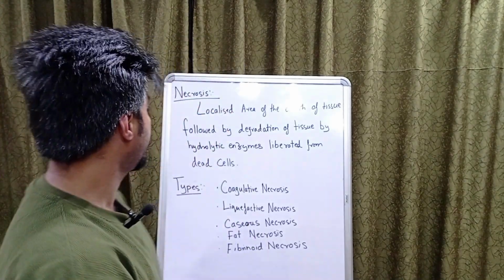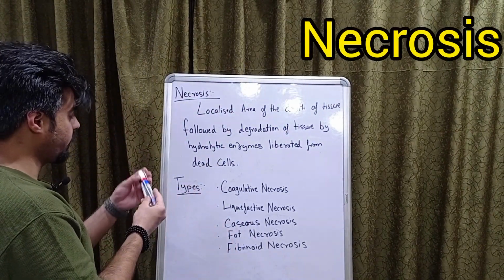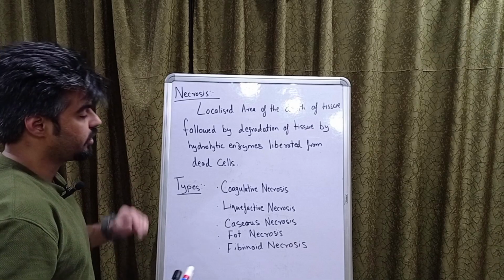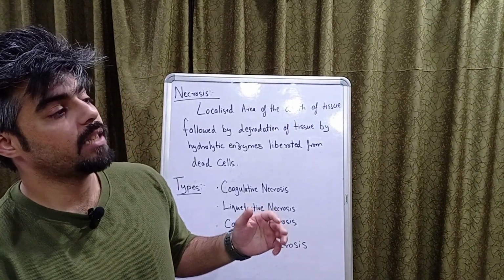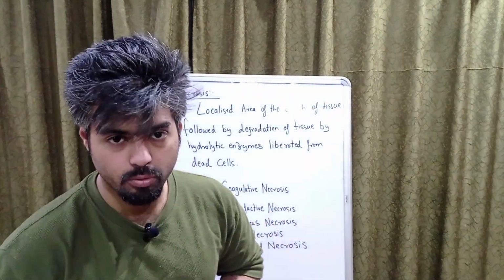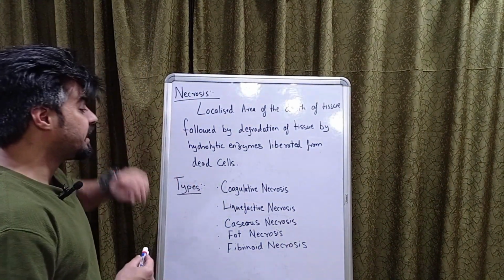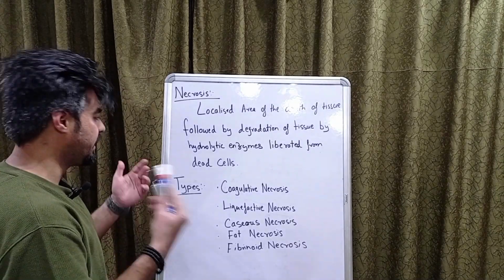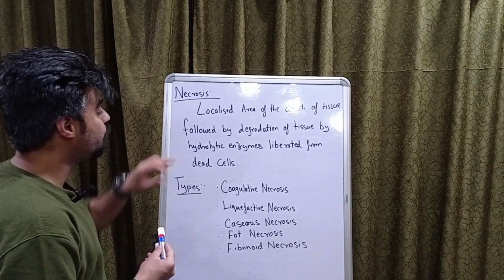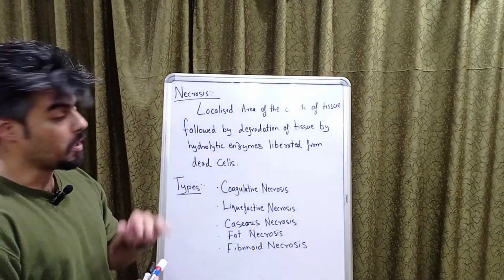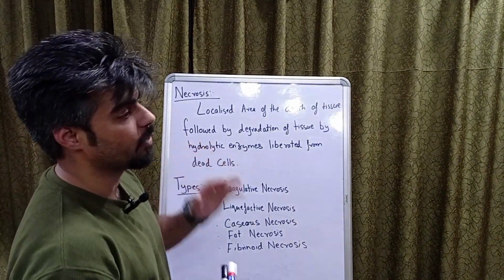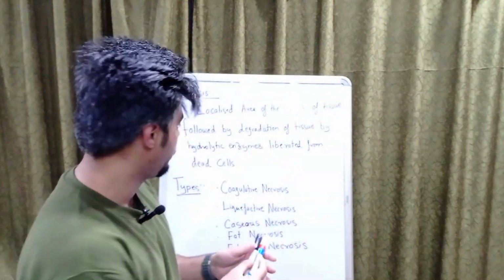So guys, coming to the next process, and that is necrosis. What is necrosis? Necrosis is a localized area of death of the tissue, followed by the degradation of the tissue by the hydrolytic enzymes that are liberated from the dead cells.